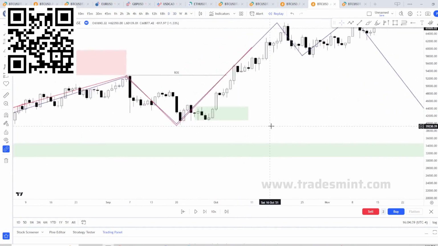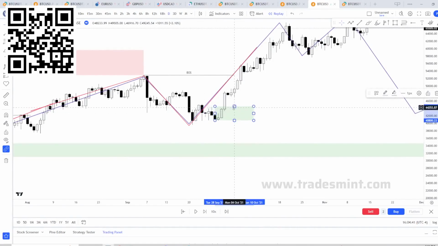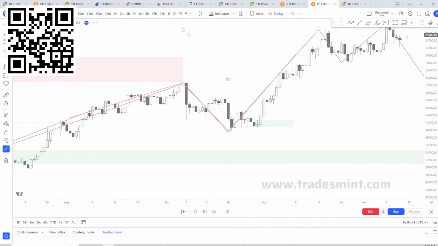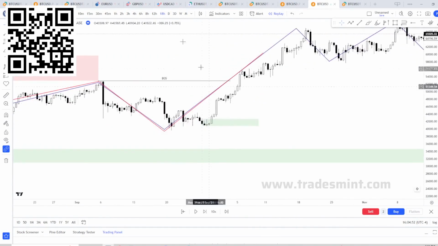On the daily, same situation. This ends up being the order block right here, and you have that same predicament where you don't know what actually occurred. It could have whipped in, whipped out. We don't want that. What about 18-hour? Same situation.